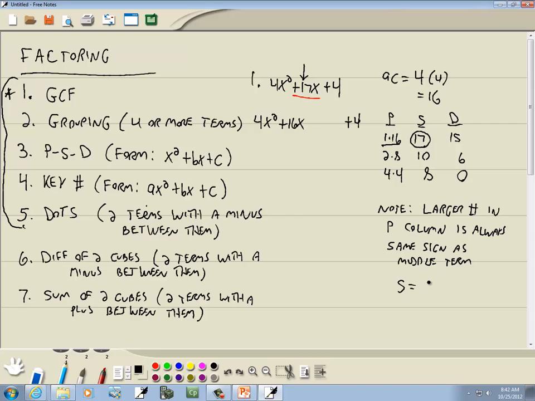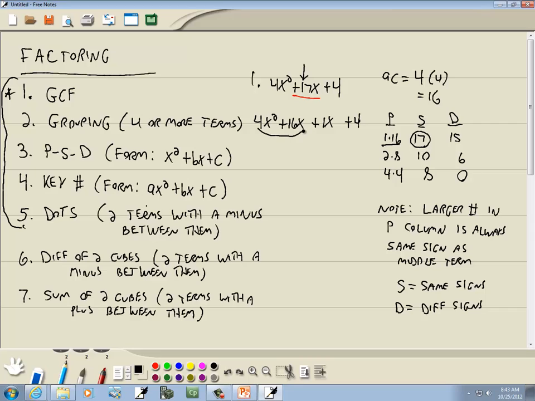Now, if the number you circled is in the S column, S for same signs, they'll both be positive or both negative. If the number you circled is in the difference column, then there'll be different signs. One will be positive and one will be negative. The number I circled is in the S column, S for same signs, so if the 16 is positive, then the 1 will be positive.